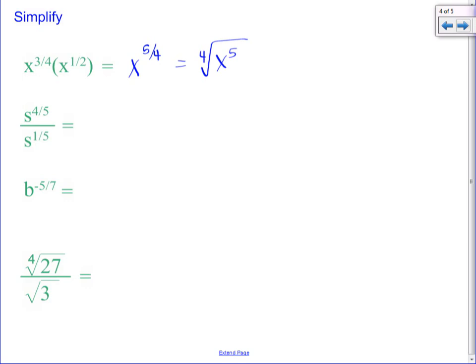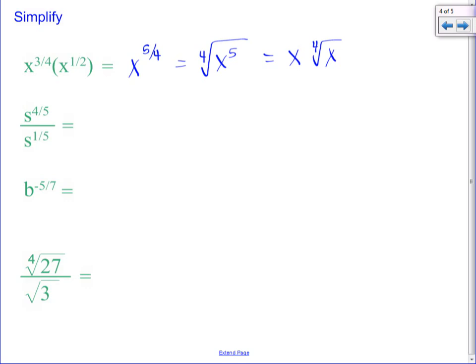Okay, now we need to simplify if we can. So what size groups are we looking for? Size of 4. Do we have 4 x's? Yes. So we can take one of those out, and we're left with how many left over? Just 1 x is left over because we took a group of 4 out of those 5 x's. You're just left with 1.